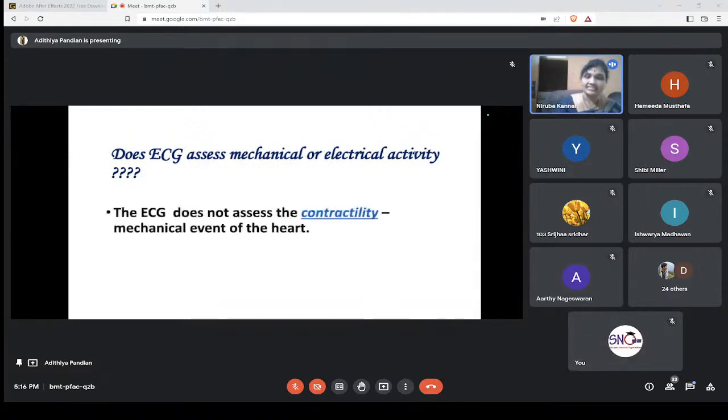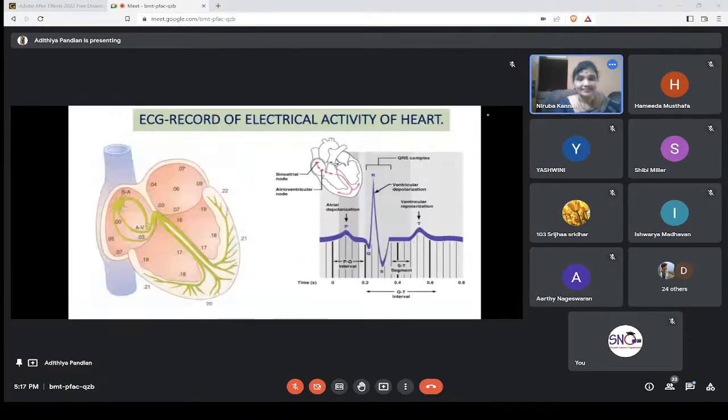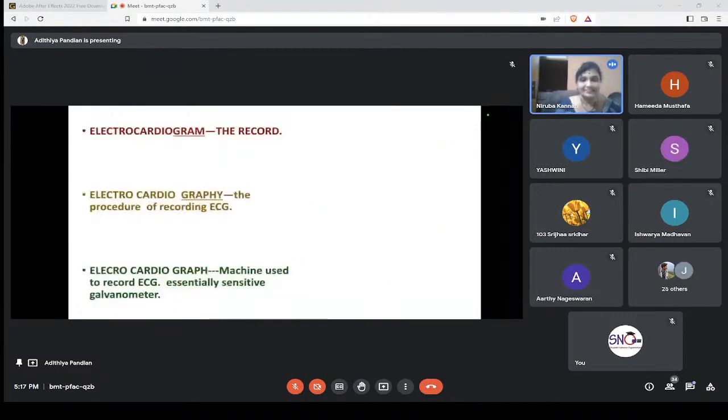Okay, the ECG does not assess contractility. Only the electrical activity is recorded. Next slide, please. Okay, the previous one. The previous slide, please. Okay, we'll just skip that slide. That is not important.